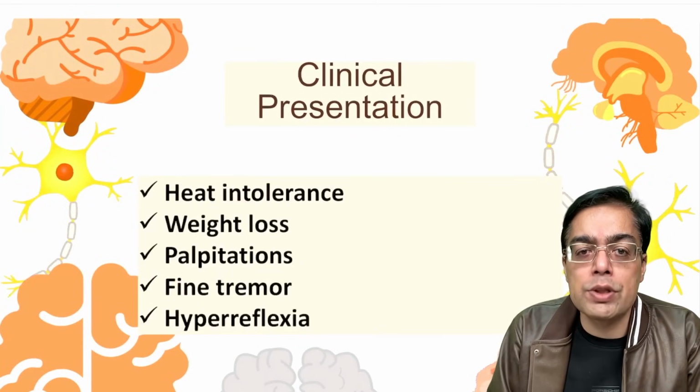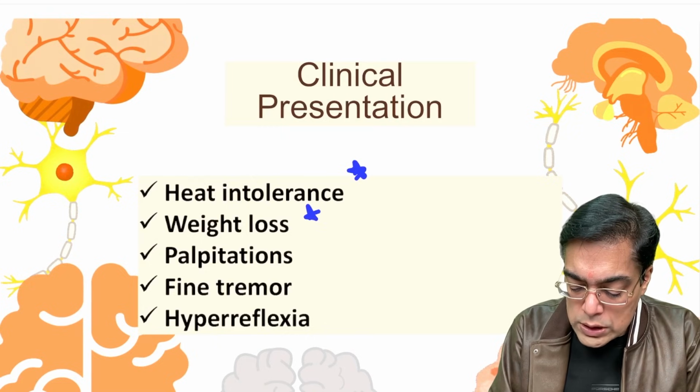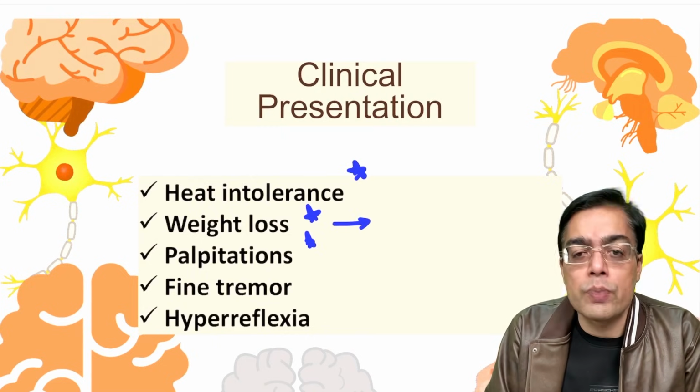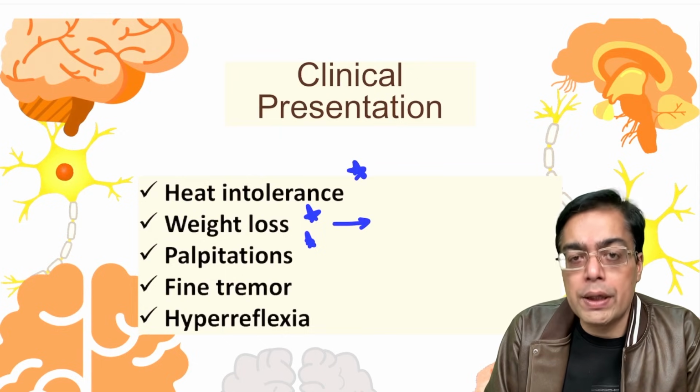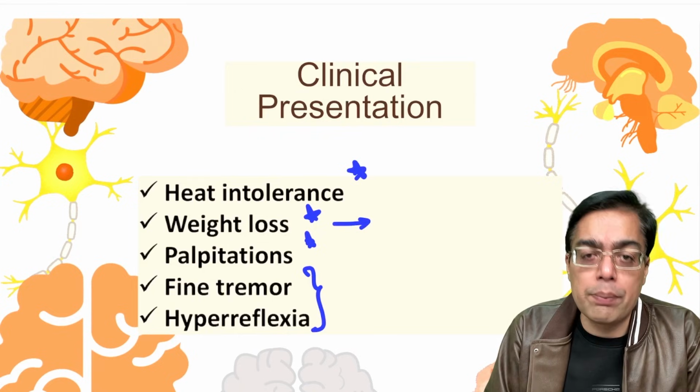The next one makes a mention of a broad term in which the patients are going to be having the presence of heat intolerance, there is a presence of weight loss, there is a presence of palpitations. Now, when we are talking about heat intolerance, weight loss, and palpitations, there can be increased sympathetic activity in terms of fine tremors, or there can be hyperreflexia.